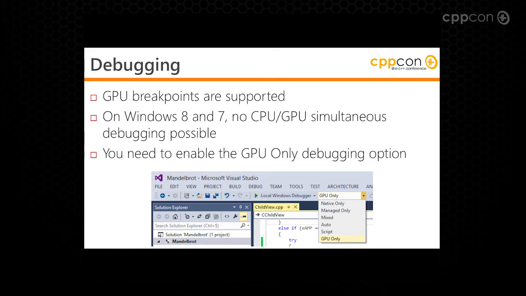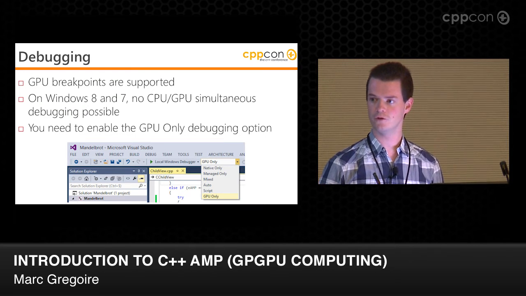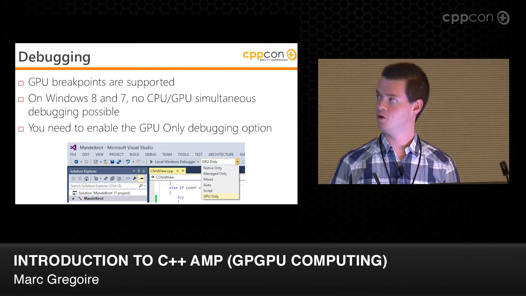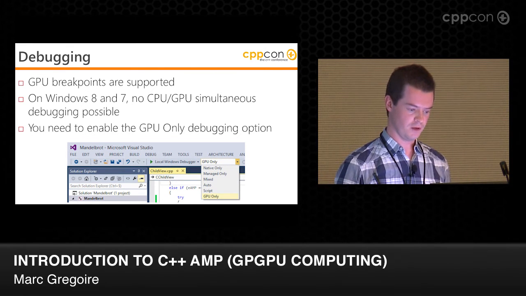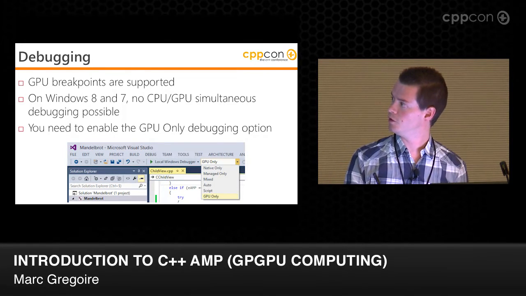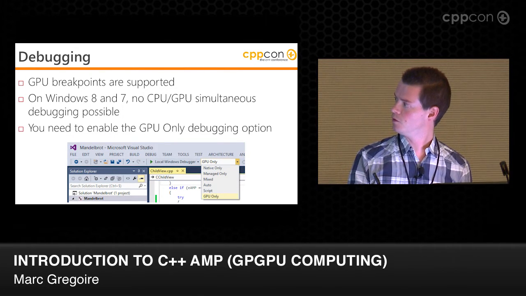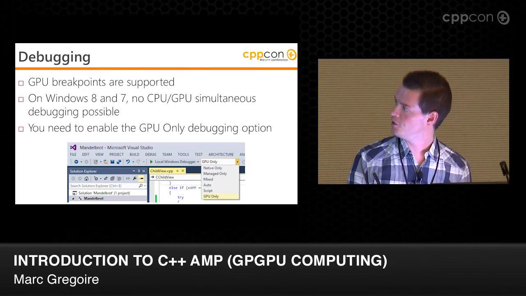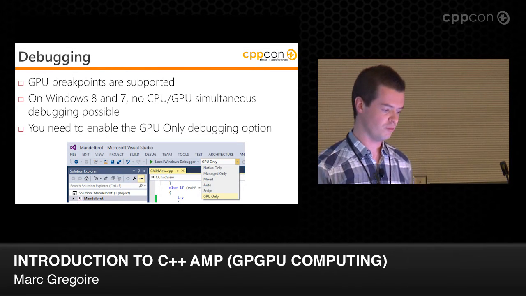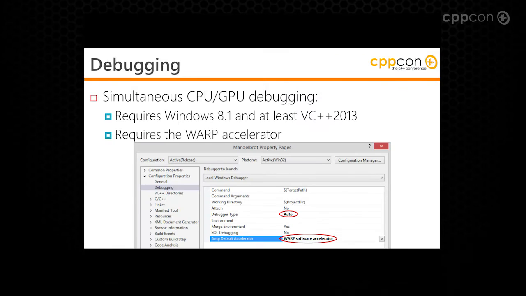So GPU breakpoints are supported, but if you're running Windows 8 or Windows 7, you have to make a choice. You can either put a breakpoint on CPU code, or you can put a breakpoint on GPU code. And you have to tell the debugger what you want. So here you specify if you want native only or GPU only. You cannot have both. But both are possible with restrictions.